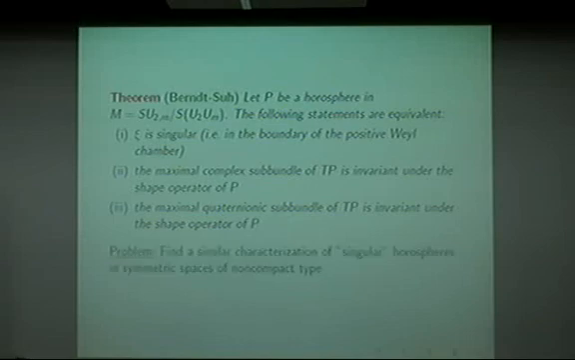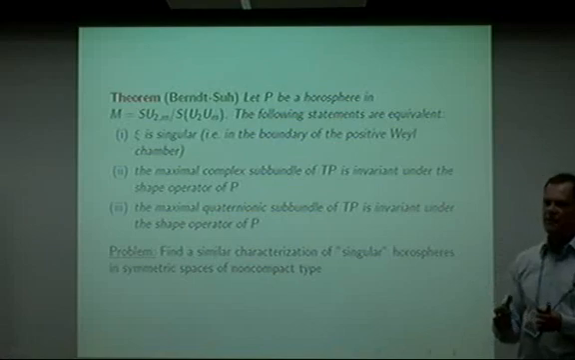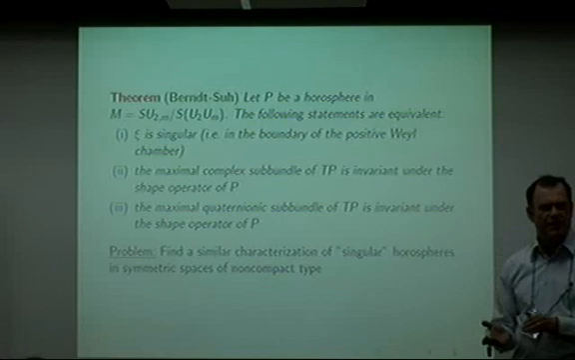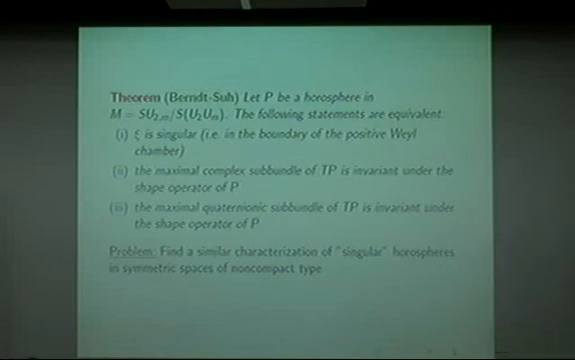Yeah? So the problem is, find a similar characterization of, say singular horospheres in symmetric spaces of non-compact type. See, here we use the fact that we have a complex Kähler structure and a quaternionic Kähler structure. But there should be something in general in symmetric spaces of higher rank, of a similar kind of thing, similar geometric structure which one can use to characterize the singular tangent vectors. Yeah? So that's an interesting problem.